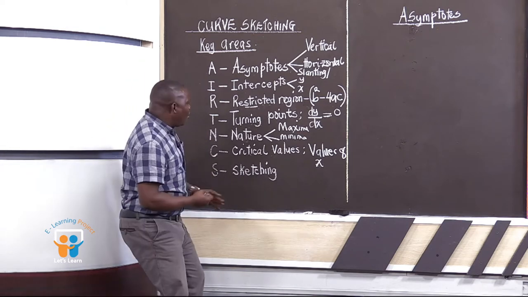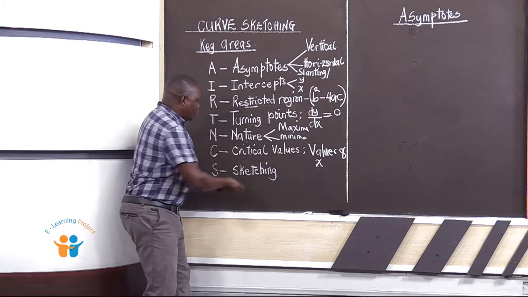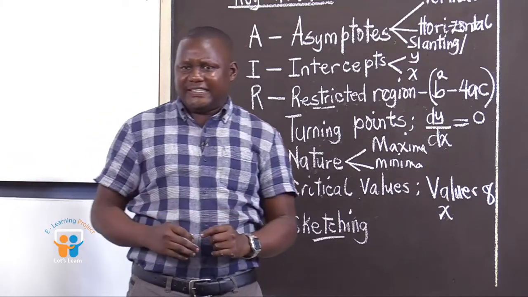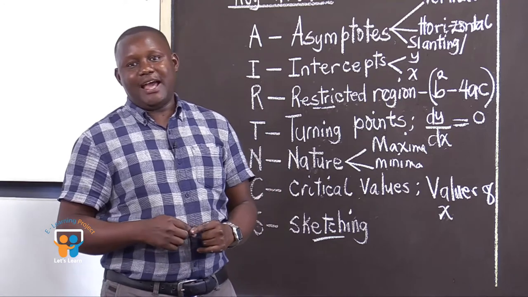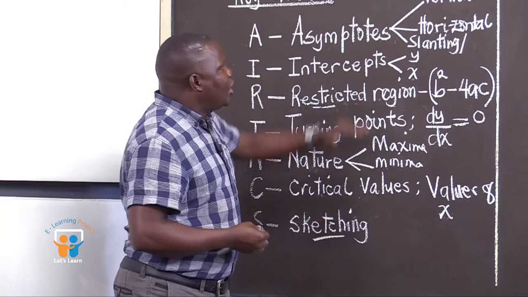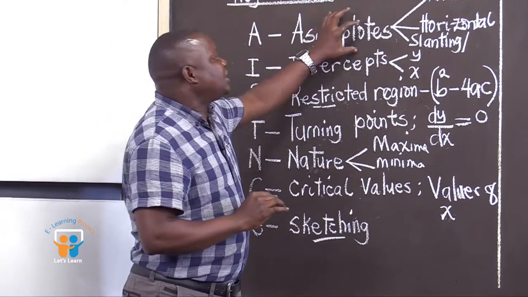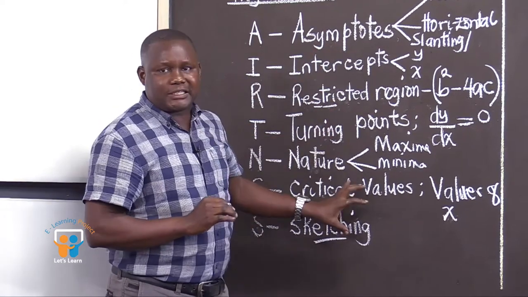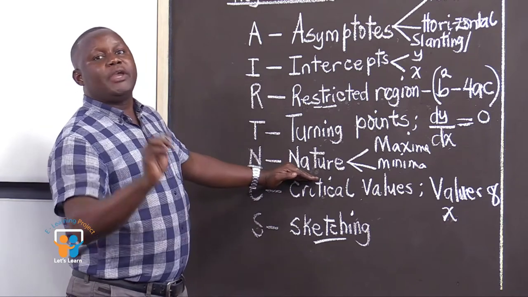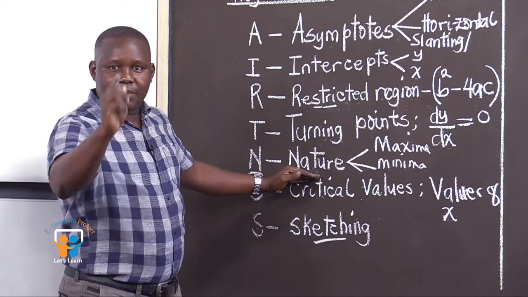All right? Now when we get all of these ones here, we will be able to sketch our curves perfectly and reasonably. Are we together? Now, should we now start slowly by slowly? After knowing all of these, we know what is going to be done in each of them. I want us to go and look at each of these seven aspects. I'm so sure that by the time we finish the five of them, you'll be able to attempt any number under curve sketching.